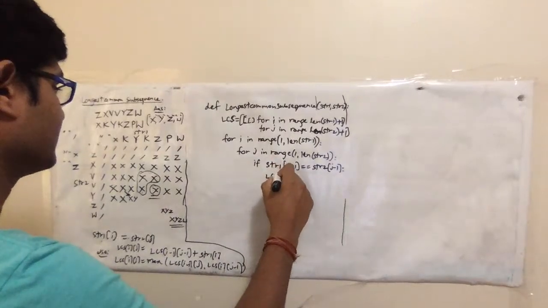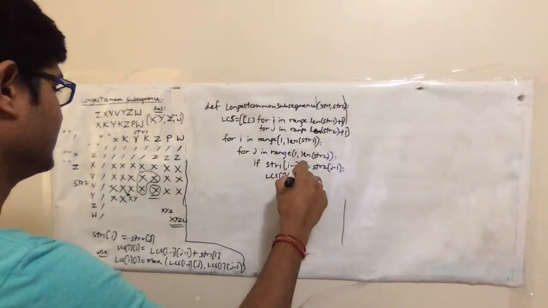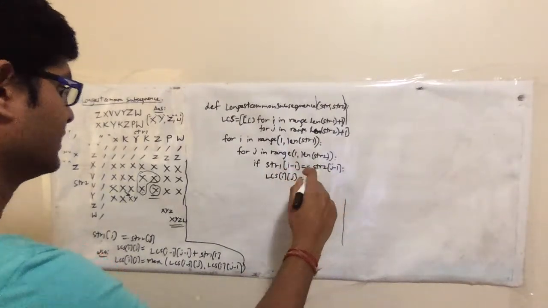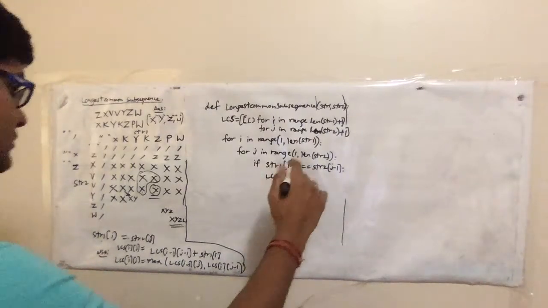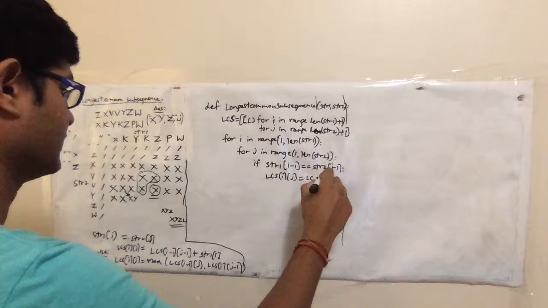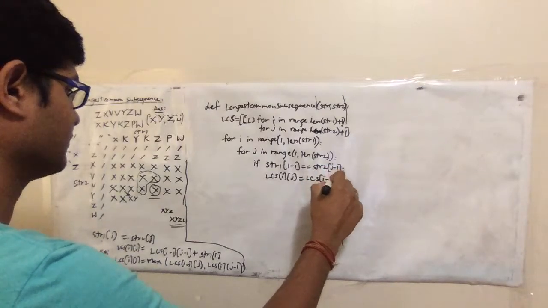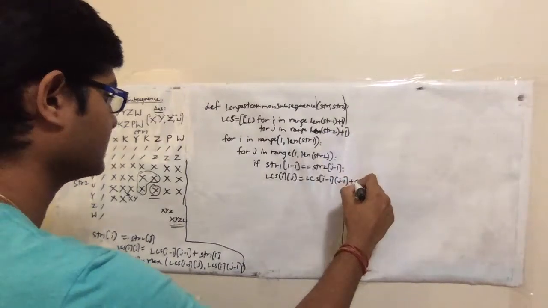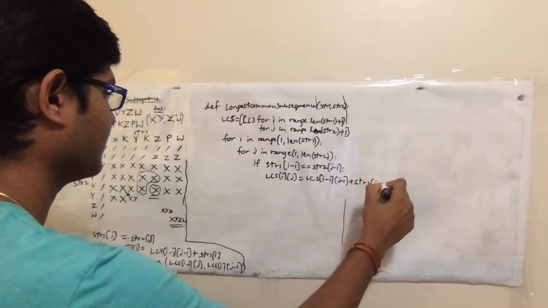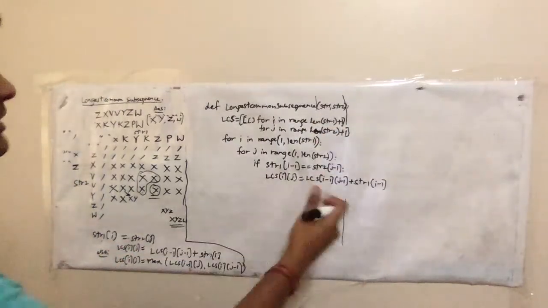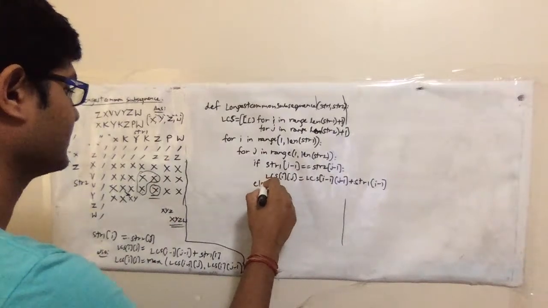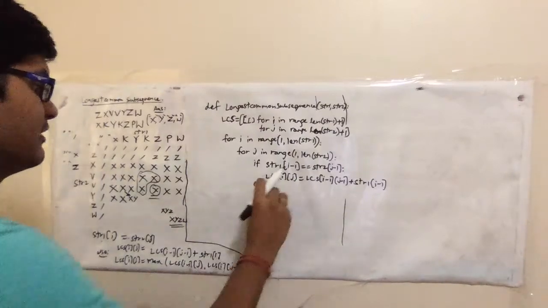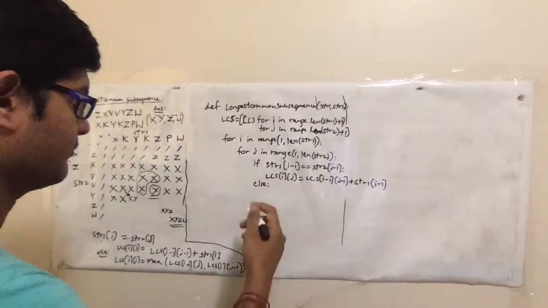You will make the LCS of i, j just be LCS of i minus 1, j minus 1 plus append the common element, string 1 of i minus 1. So if it is equal, this is what we do. If the characters are different, so it is an else statement.